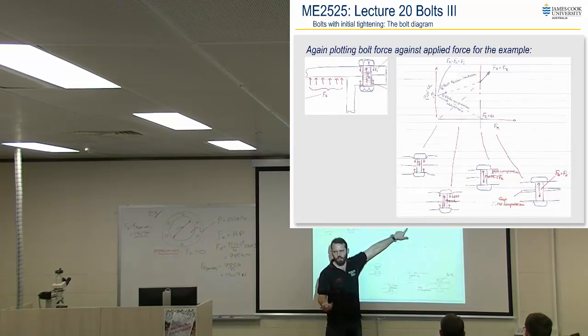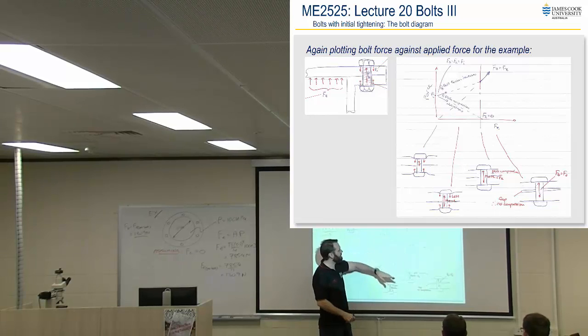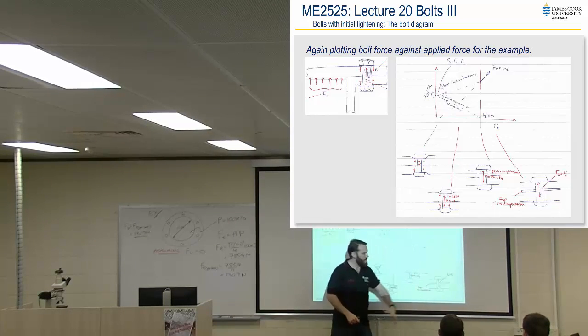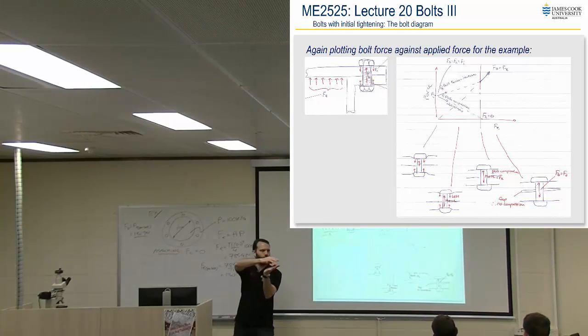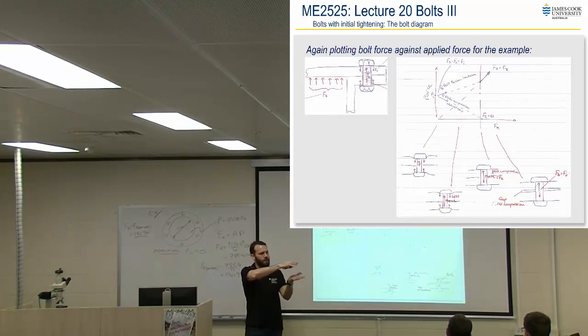Because all of that external load is carried in the bolt, because the other one's zero, and it's just a sum of all three, right? And then we go further and further, and you've now got plate separation. There's a gap between those plates, and from then on the plates play no further part in that calculation, and any external load is equal to the bolt load. So all of the external load is carried by the bolt.